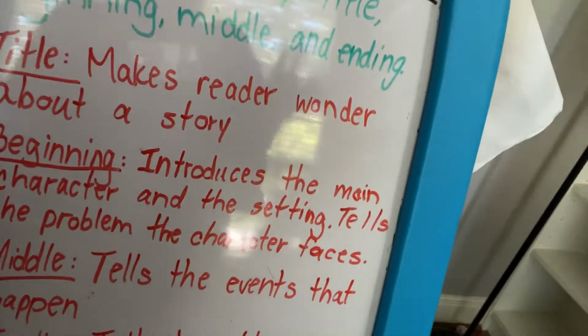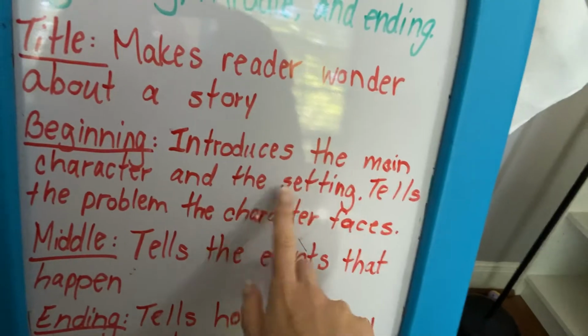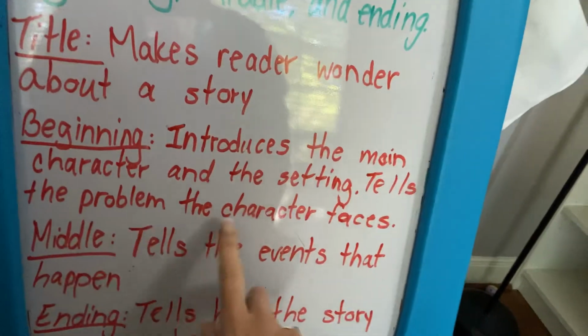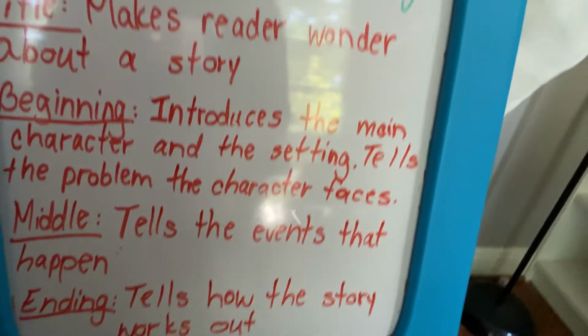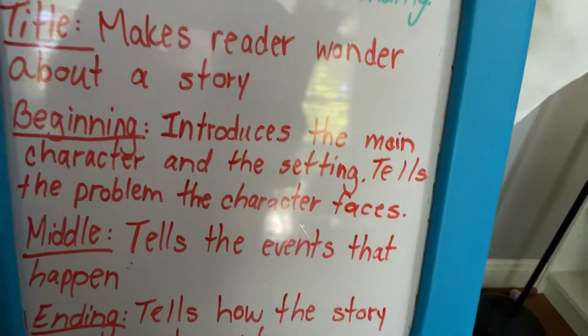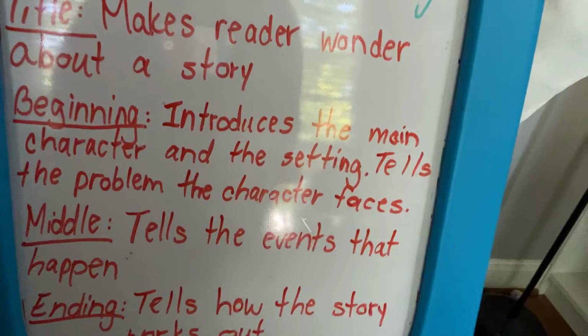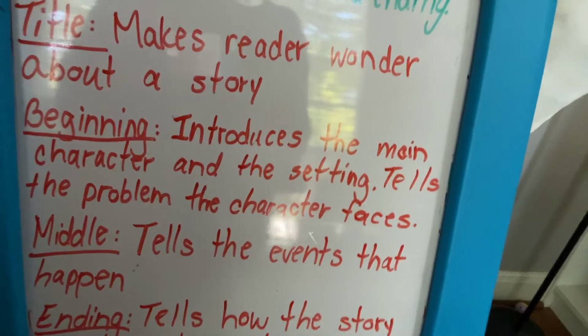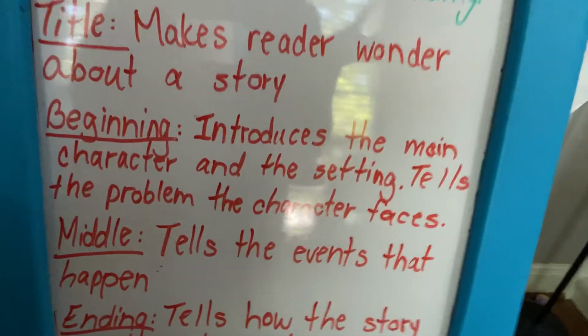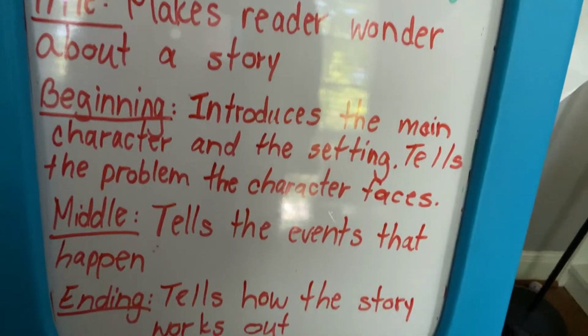Okay, and then the beginning introduces the main character and the setting, and it tells the problem the character faces. So we know that the main character is Cat, and the setting was at Cat's house. And the problem was that Cat was very hungry and didn't know what he wanted to eat for supper.